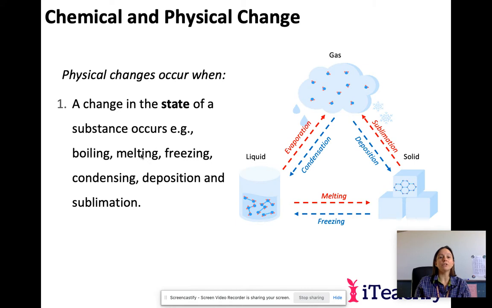So when we have a change in state, we still have the material in front of us. On a molecular level, the only thing that's happening is those molecules are either moving faster or slowing down. The actual composition stays the same.